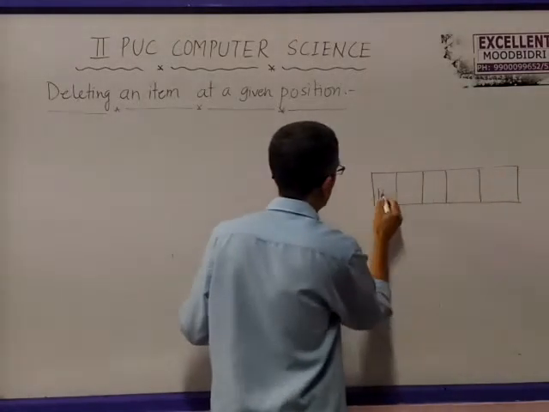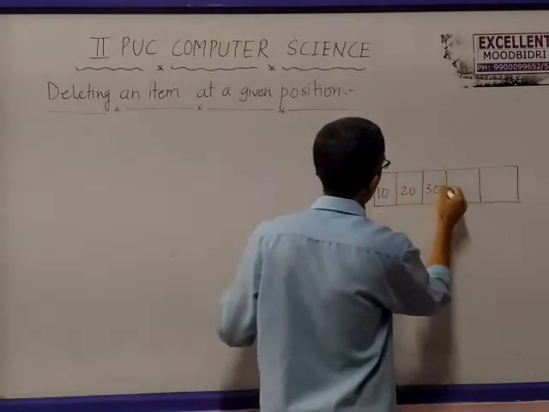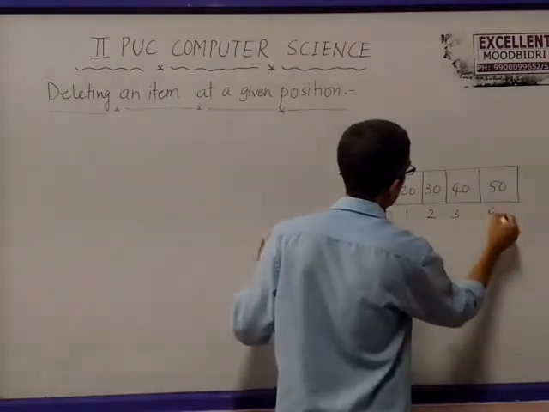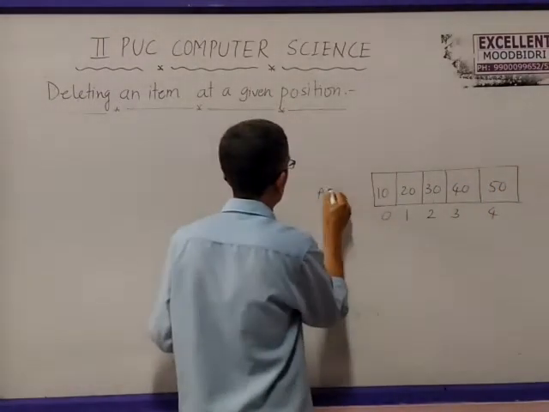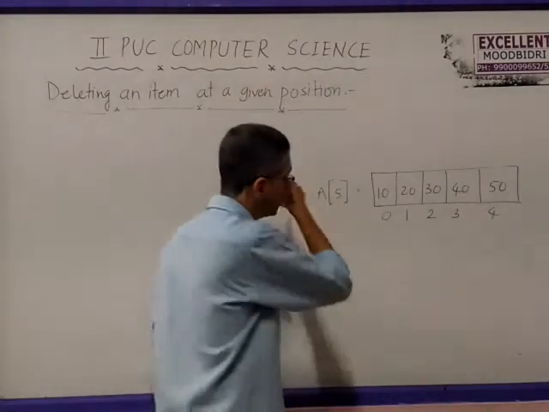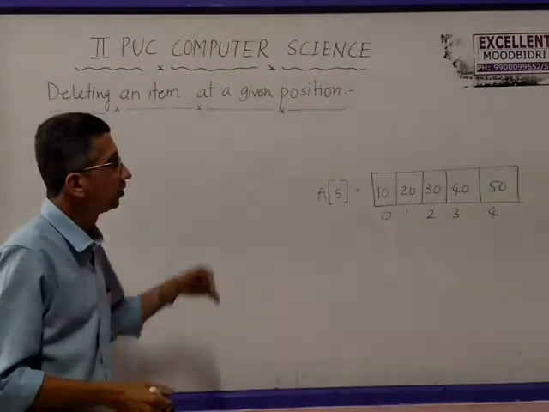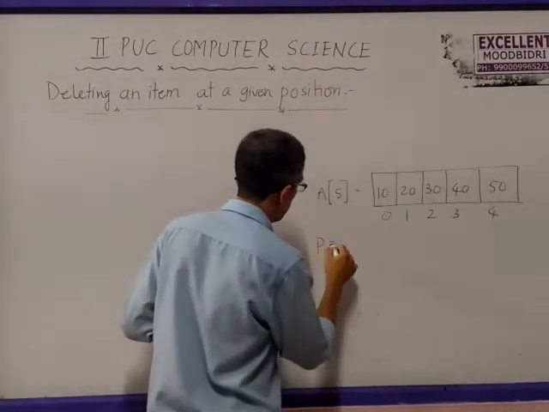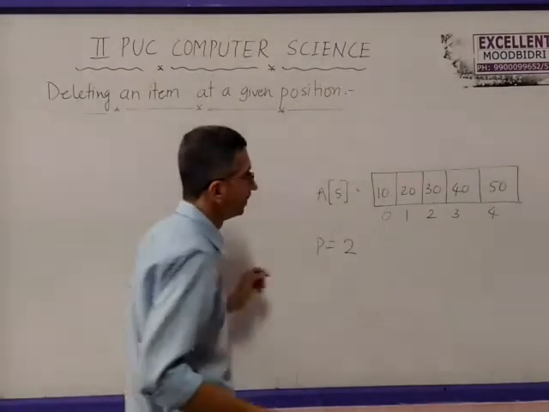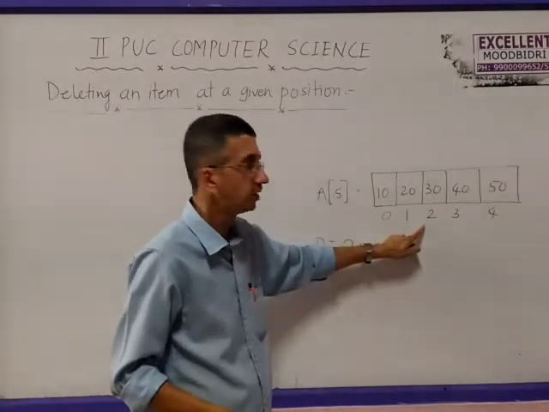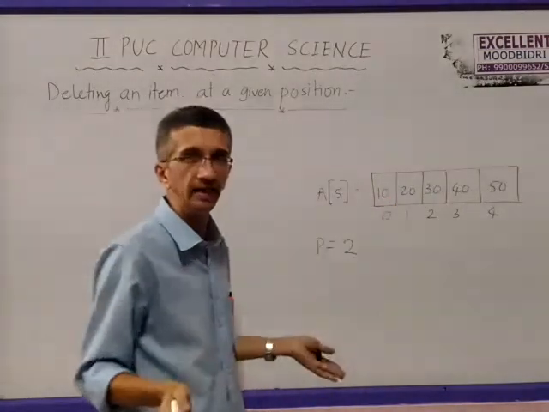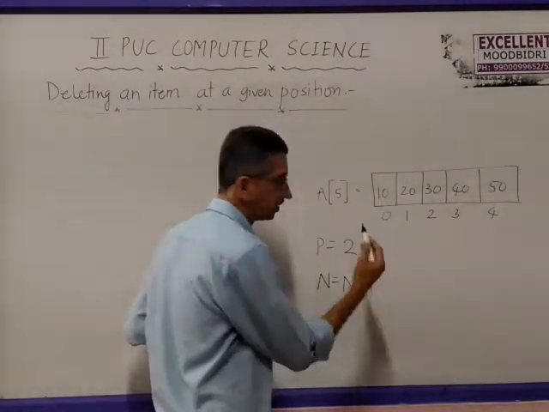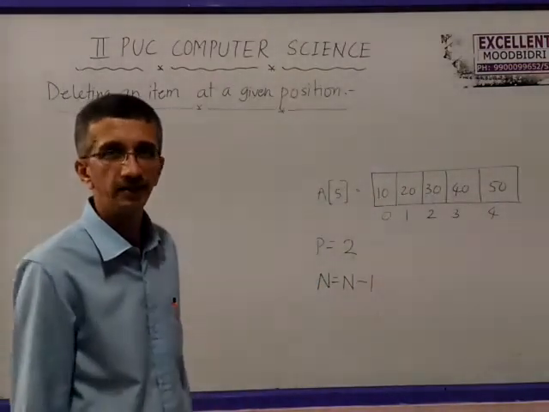5 items, 10, 20, 30, 40 and 50. Index 0, 1, 2, 3 and 4. A of 5. Now, when you delete, we enter the position to delete. Suppose the position is 2 here. Position is 2, index is 2. So the item 30 has to be deleted. So after delete, as I told, n becomes n minus 1. The number of items becomes 1 less.